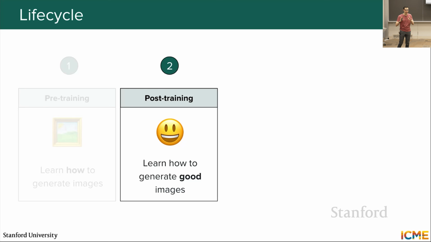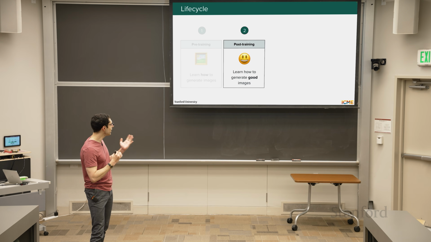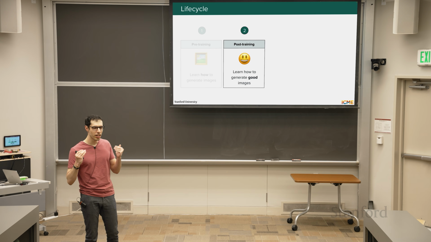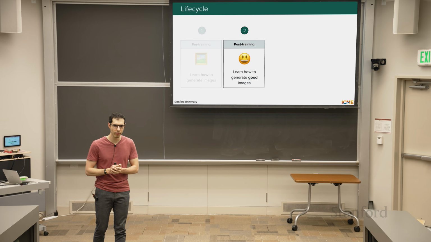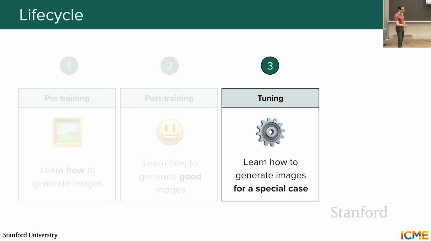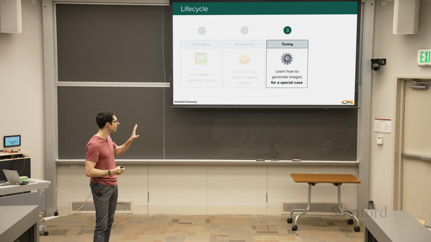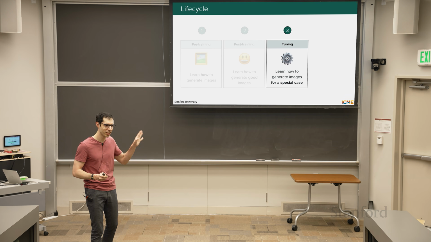Then we have a second stage that is called the post-training stage, where we take that pre-trained model that already knows how to generate images, and we teach it how to generate good images. And we will see what good means. We could also, optionally, personalize our model to generate specific kinds of images. And we will see this optional third step, which is here called tuning.